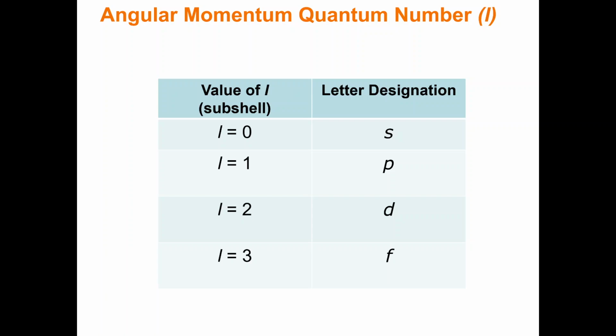If l is equal to 0, this is our s subshell. l equal to 1 is our p subshell. l equal to 2 is our d subshell. And if l is equal to 3, this is our f subshell. We won't look any higher than that.